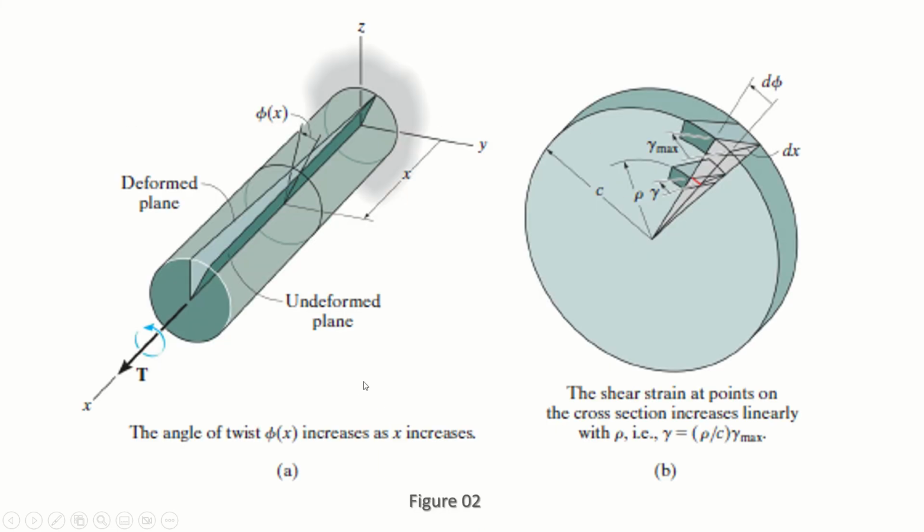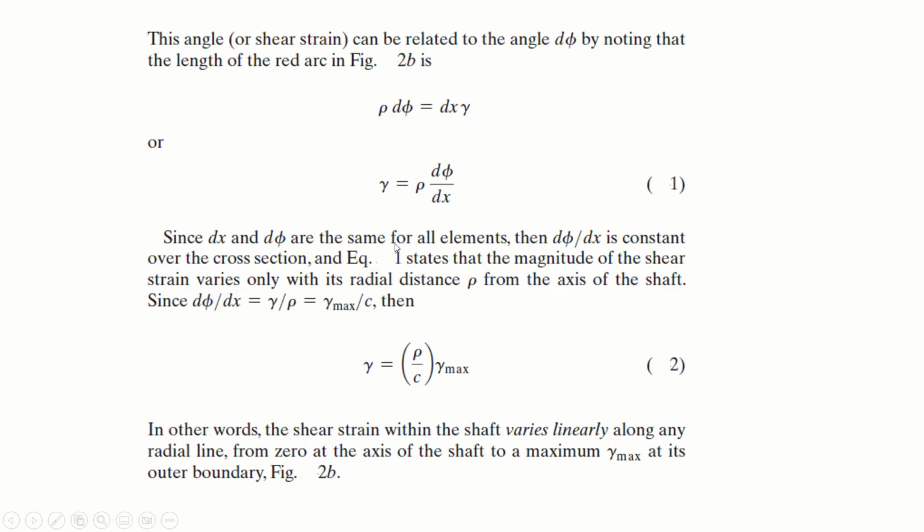Now we are done with this figure. I hope you have understood the basic terminologies and the basic principle. Let's continue. Now this angle or shear strain, as you know, shear strain is basically the change in angle of the material, can be related to the angle d phi. Now how can we relate the shear strain with the d phi?